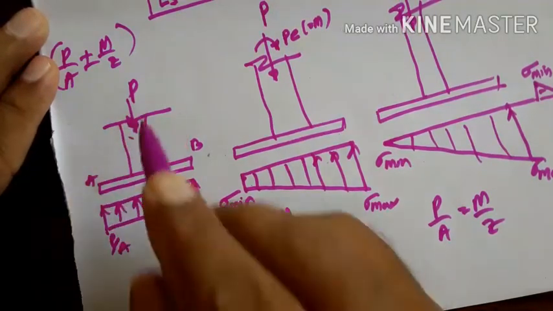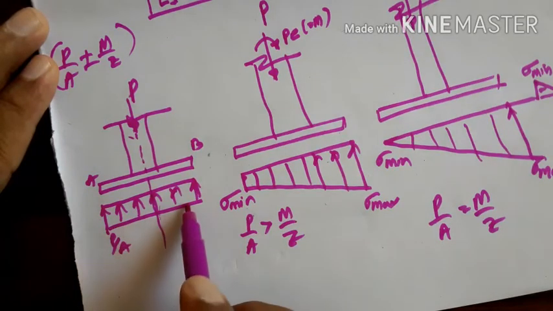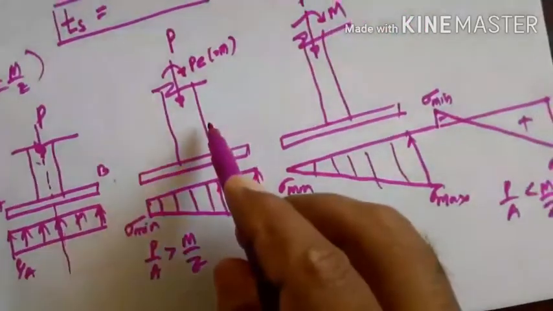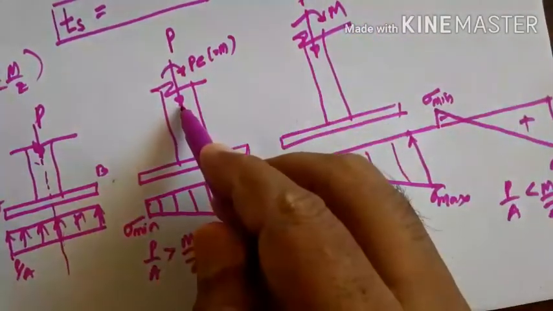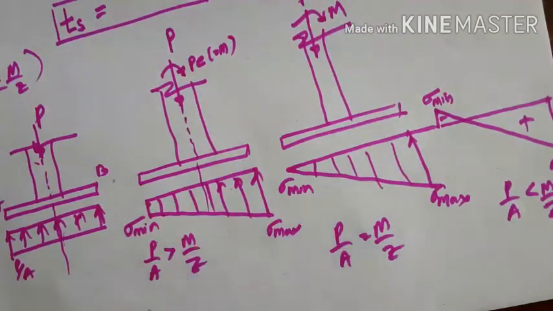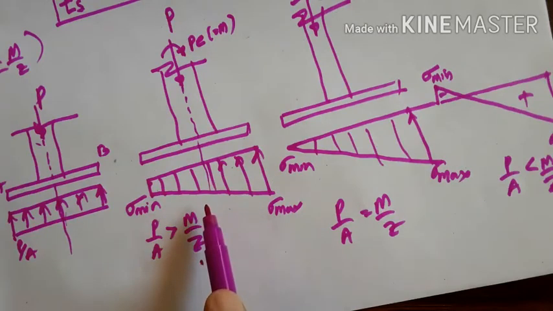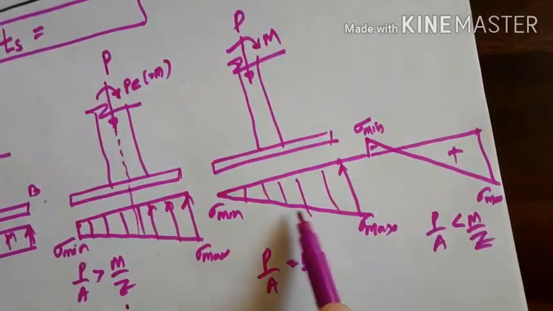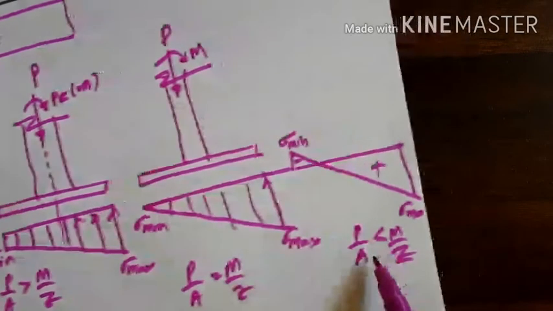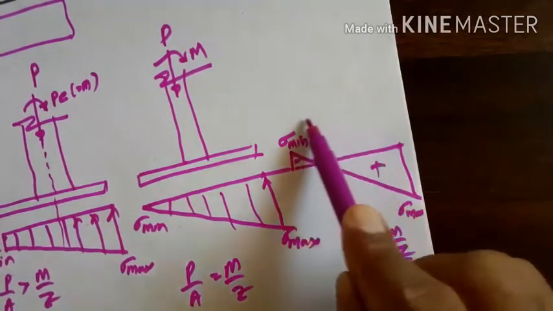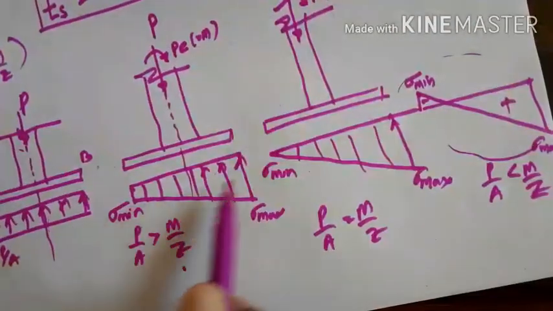The direct load is coming and passing through the center, so the stress distribution is uniform underneath the column. If it is accompanied with a moment, when the load is acting eccentrically, that is, away from the center, then if P by A is greater than M by Z, we get this type of stress distribution. And there are the cases when P by A is equal to M by Z, and P by A is less than M by Z. So it should be between these three only.